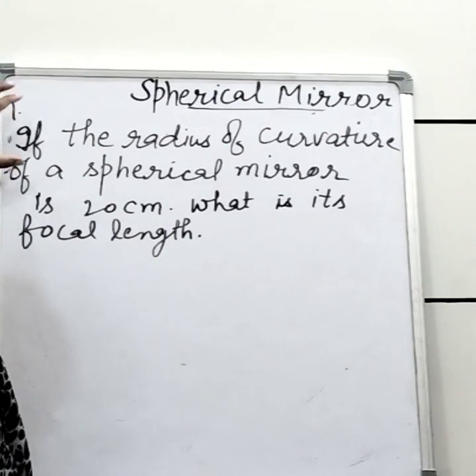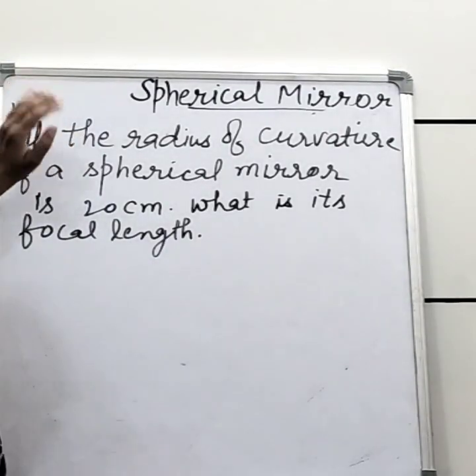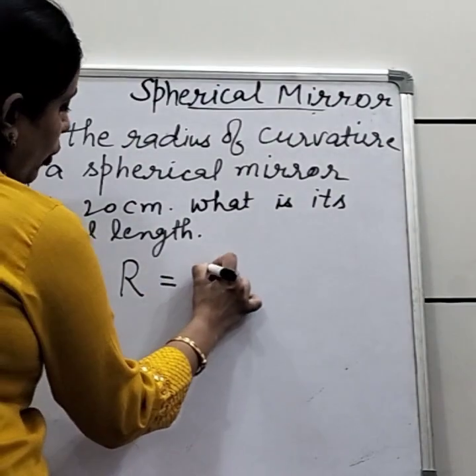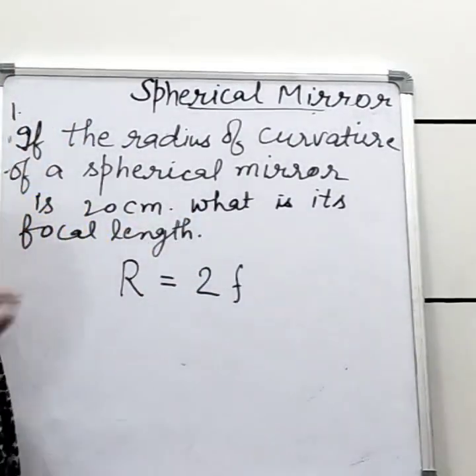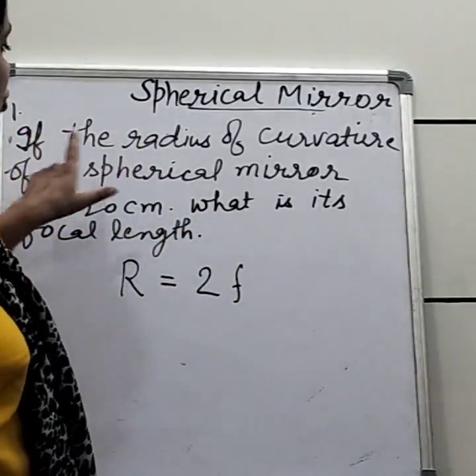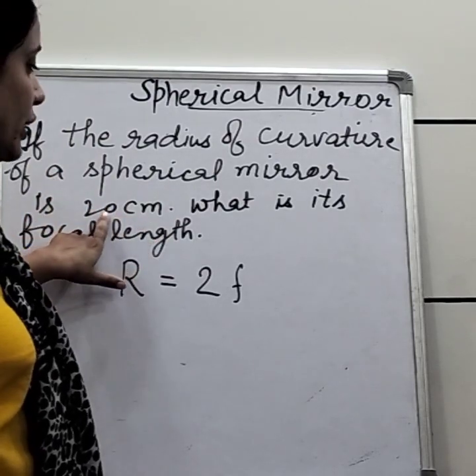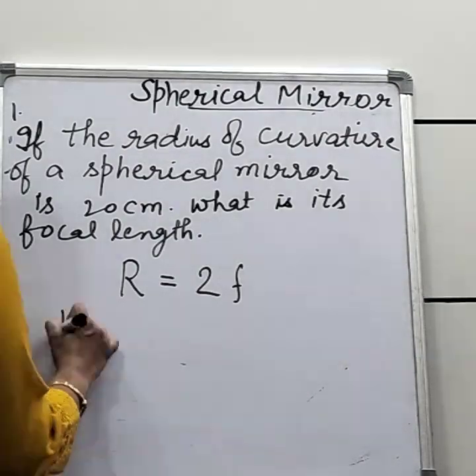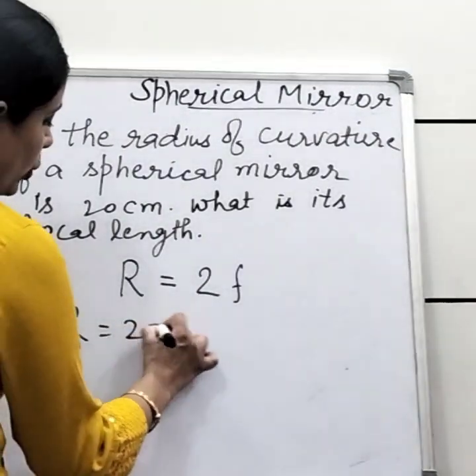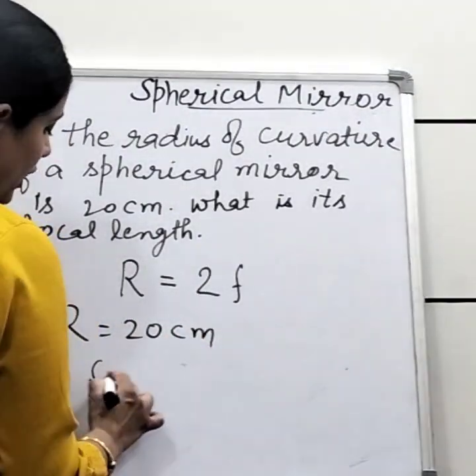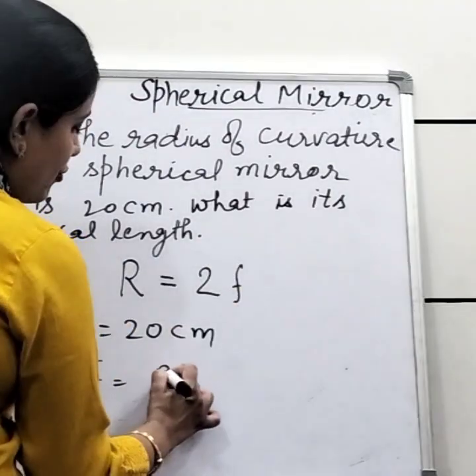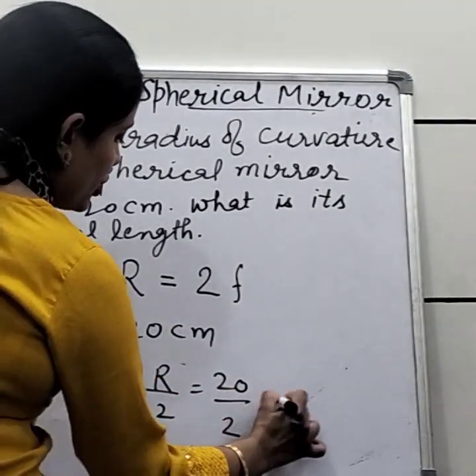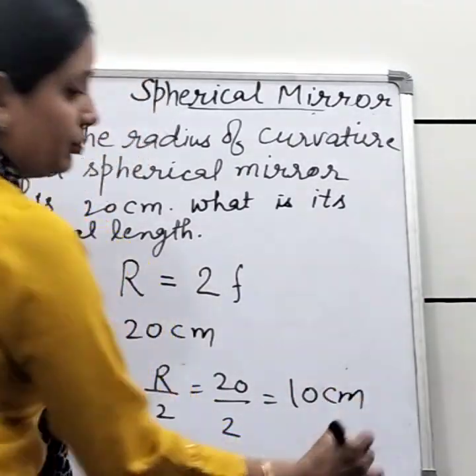Numerical on the basis of the relationship between the radius of curvature and focal length. We all know that the radius of curvature is equal to twice the focal length. So in this numerical, if the radius of curvature of a spherical mirror is 20 cm, what is its focal length? Given the radius of curvature is 20 cm, the focal length is half of the radius of curvature, which is 20 divided by 2, which is equal to 10 cm.